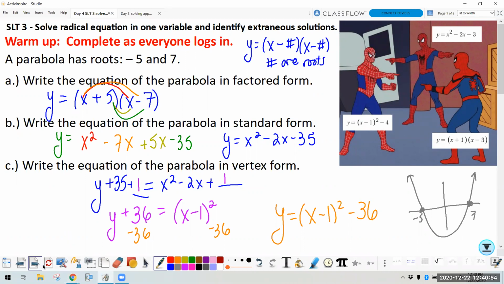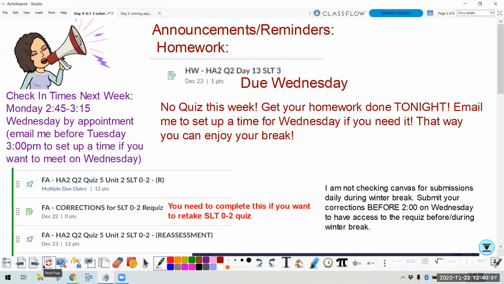Okay, so to get to the question about work over break, no, we are not going to have any new work over winter break. It should be a break for everybody. We do have a new topic today with some homework, but if you finish it today or by tomorrow with the check-in day, then you have no work over break. Get it done. We're going to have no new math over winter break. There's no quiz this weekend. Get your homework done tonight.